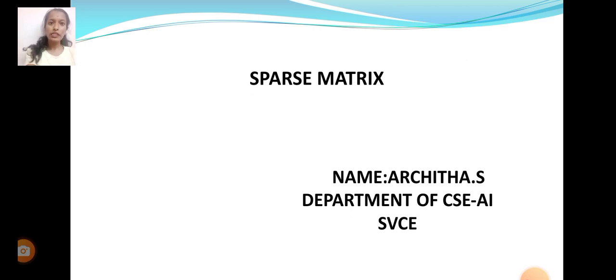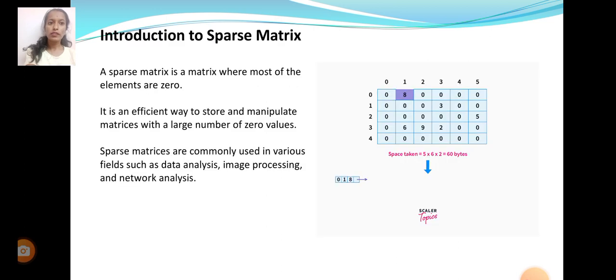Today let us discuss about the sparse matrix. Introduction to sparse matrix. A sparse matrix is a matrix where most of the elements are zero. It is an efficient way to store and manipulate matrices with a large number of zero values. Sparse matrices are commonly used in various fields such as data analysis, image processing, and network analysis.